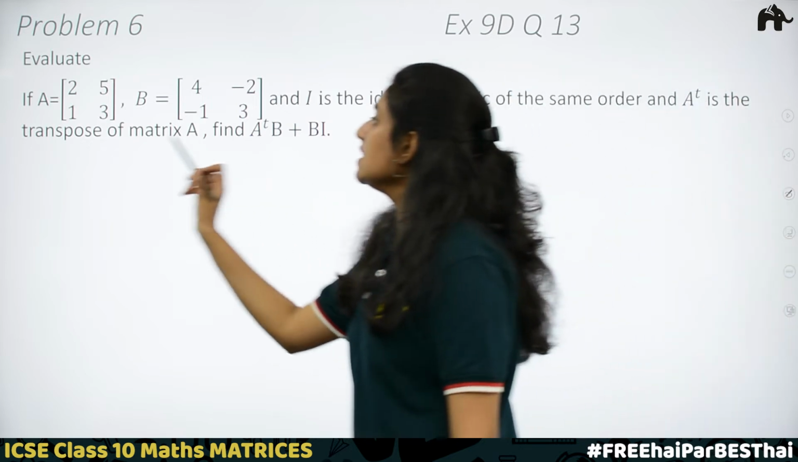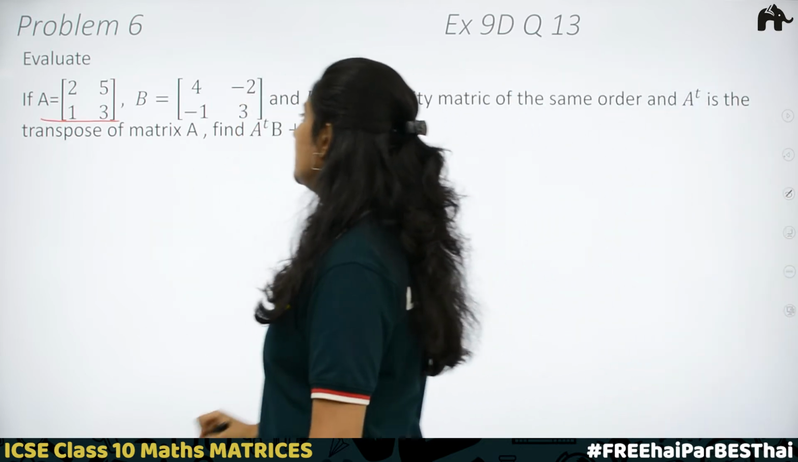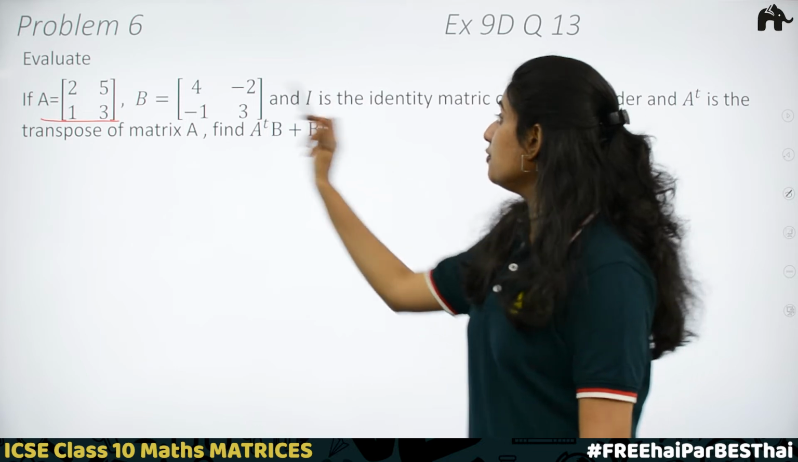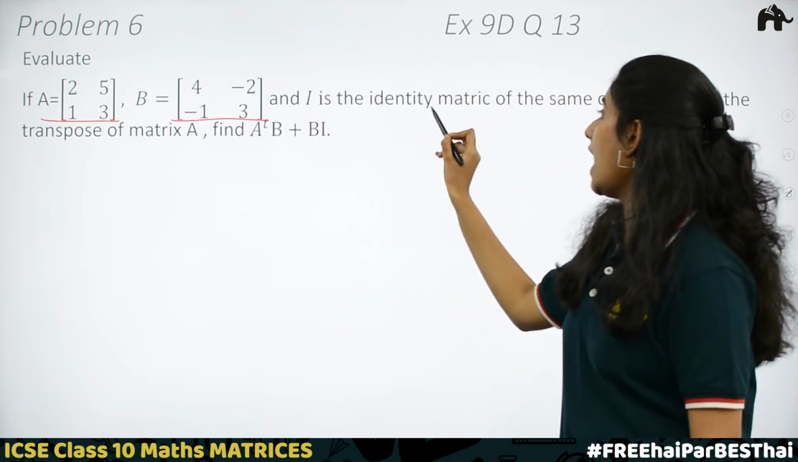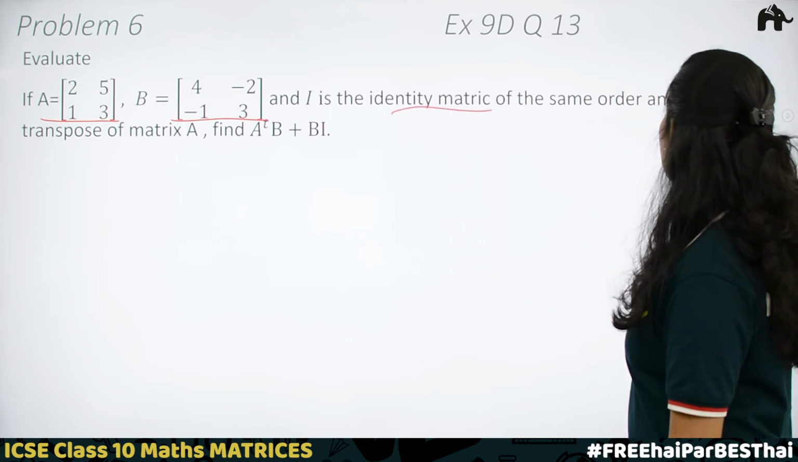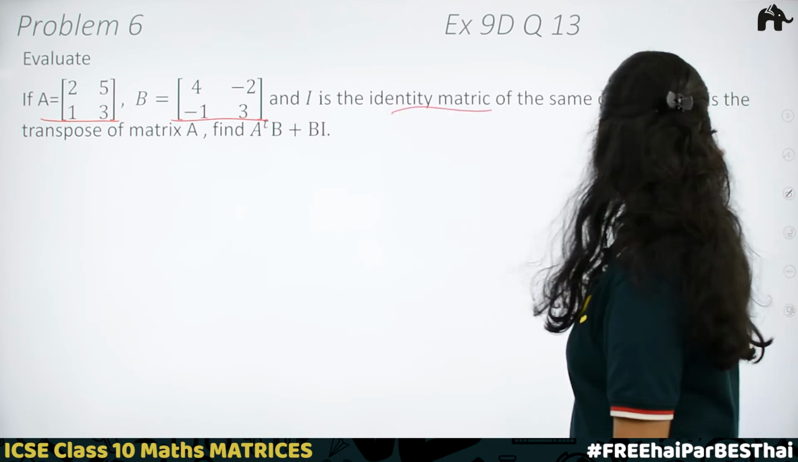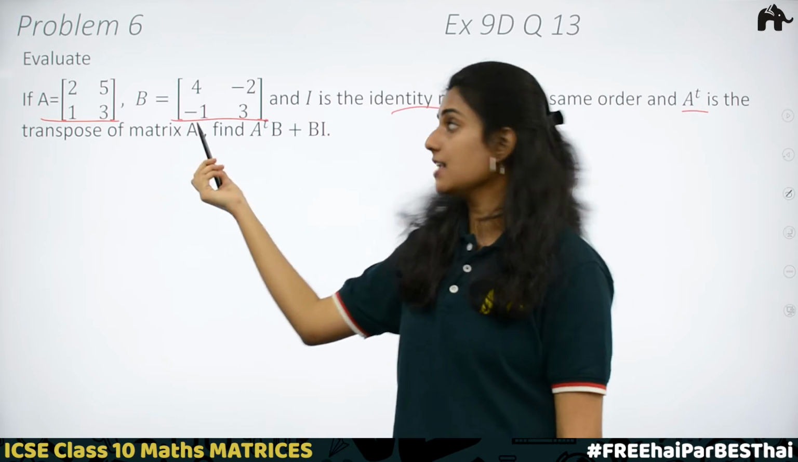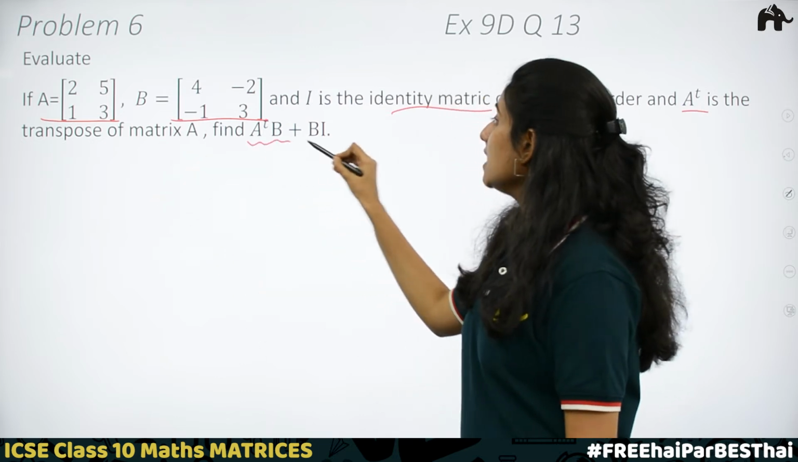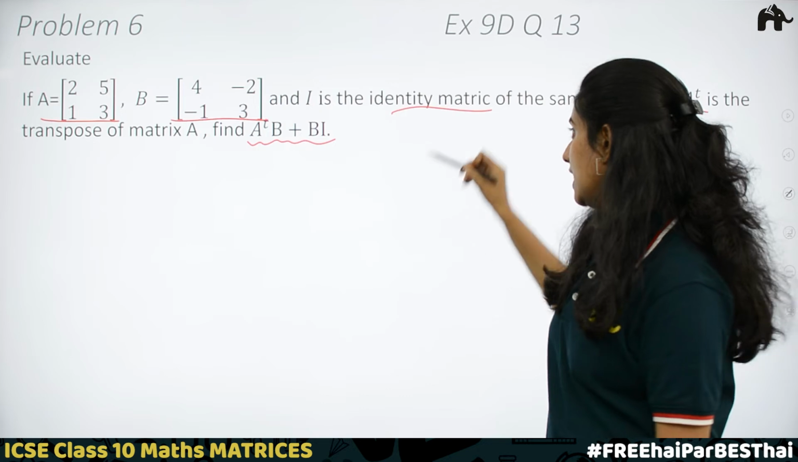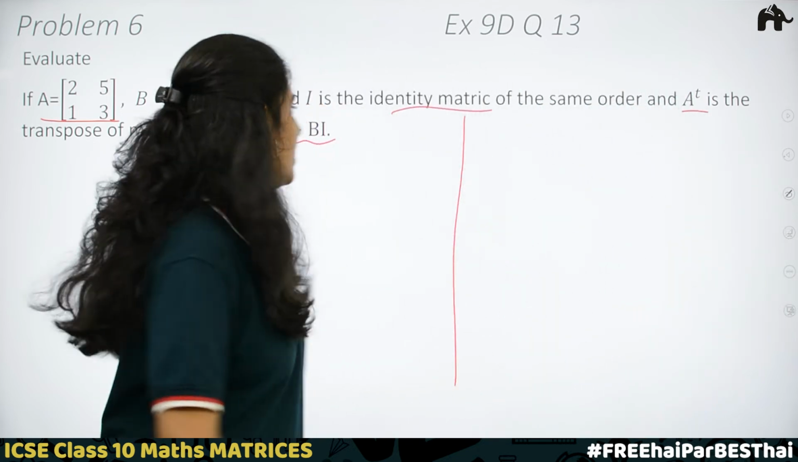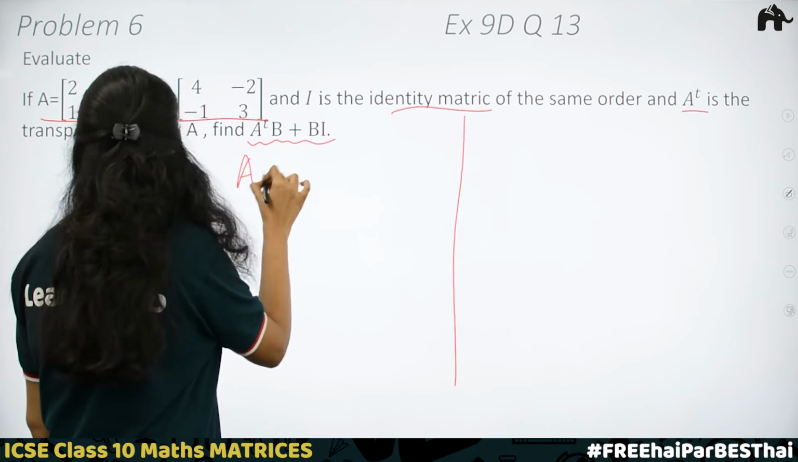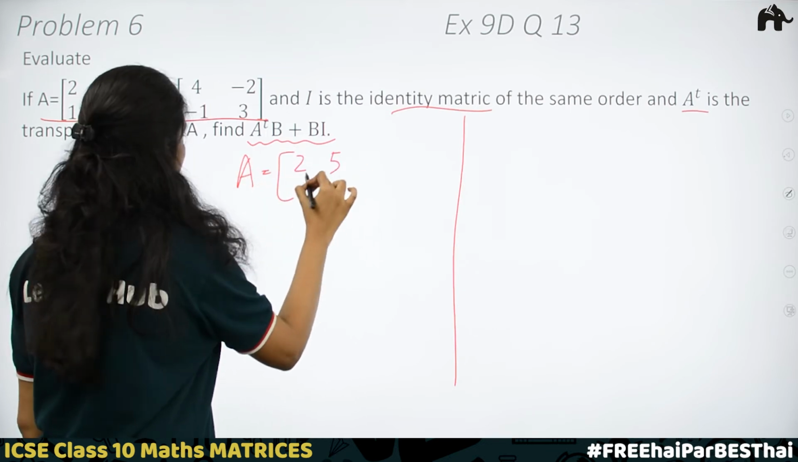Next, problem 6, question 13 of exercise 9D. Evaluate: if A is equal to [2, 5; 1, 3] and B is equal to [4, -2; -1, 3], I is the identity matrix of the same order, and A transpose, AT, is the transpose of matrix A. Find A transpose B plus BI. You remember what the transpose of a matrix is? Here we have the matrix A equal to [2, 5; 1, 3].